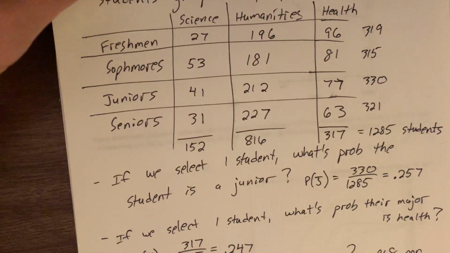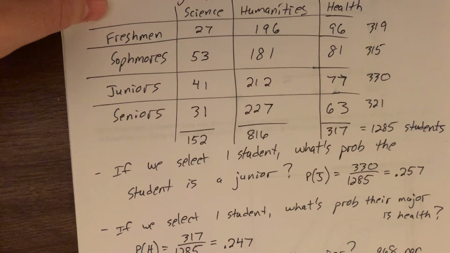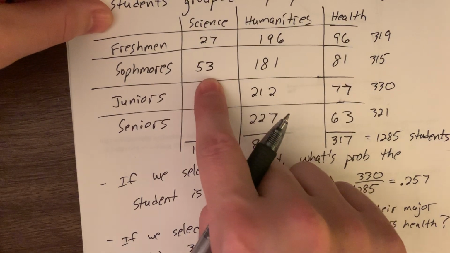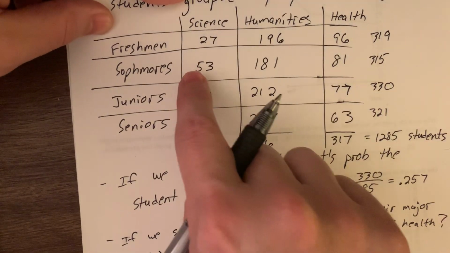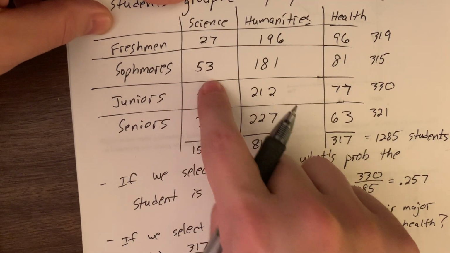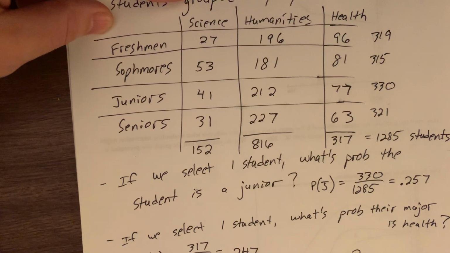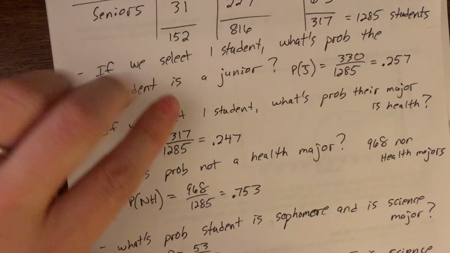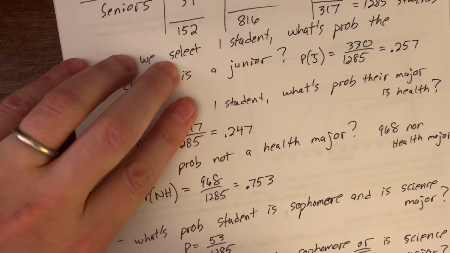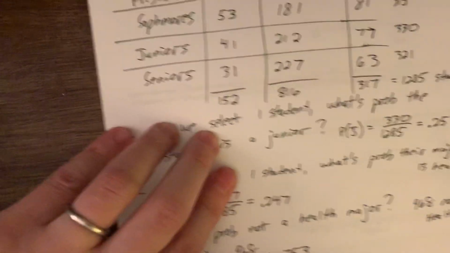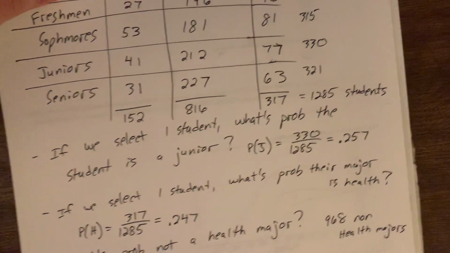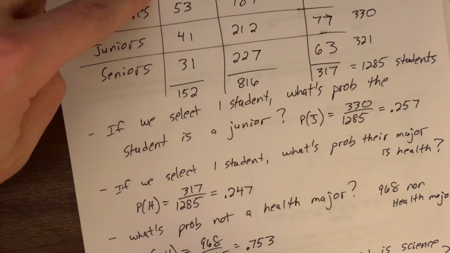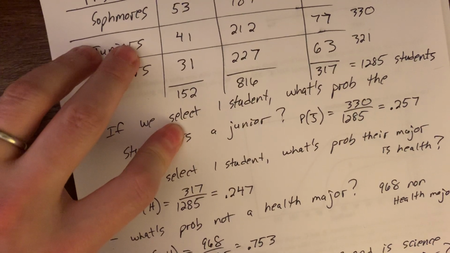So we could just start from scratch, or eventually we'll get a more complicated formula to go with this, where we'll find the probability of each of these and subtract the overlap, subtract where they intersect, or we could just take a basic approach. We've got 152 science majors. I'm sorry, that wasn't sophomores, that was 152 science majors.